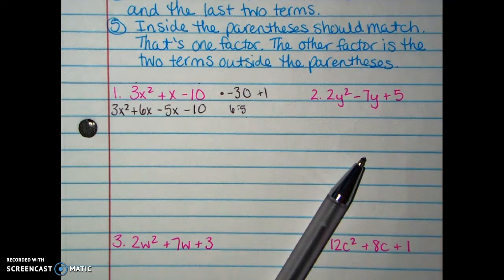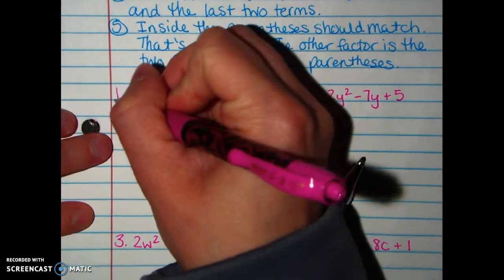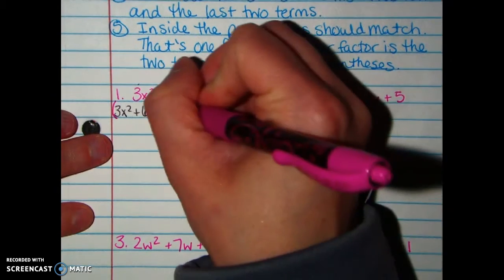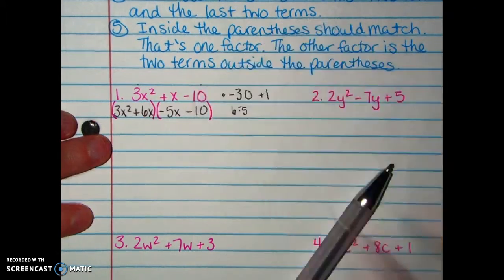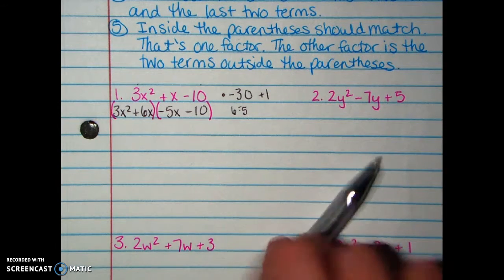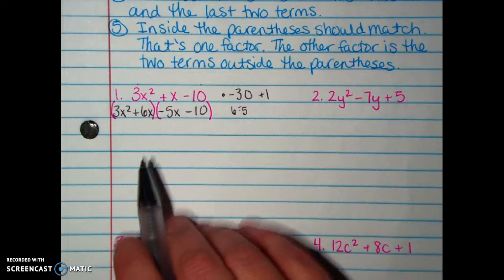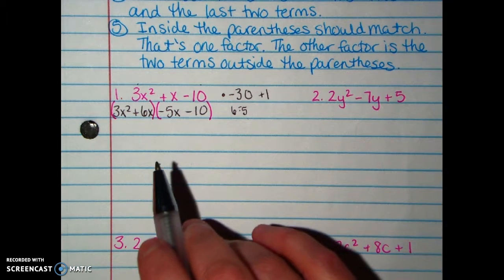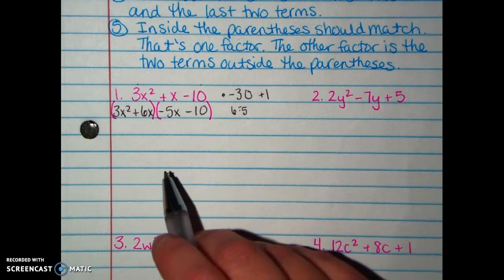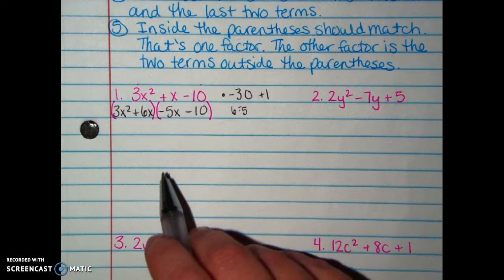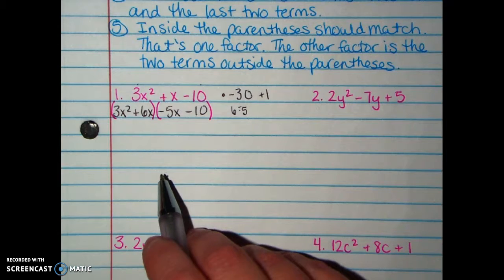Okay, so now you need to put the first 2 terms inside parentheses, and then put the last 2 terms inside parentheses. Now we have to find the GCFs of both groups. And if you're not good at finding the GCF, you're probably not going to like this method. And hopefully tomorrow's method you will like better.